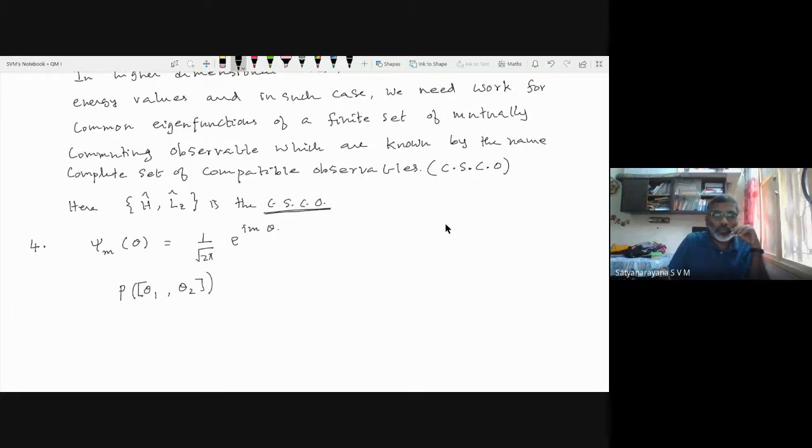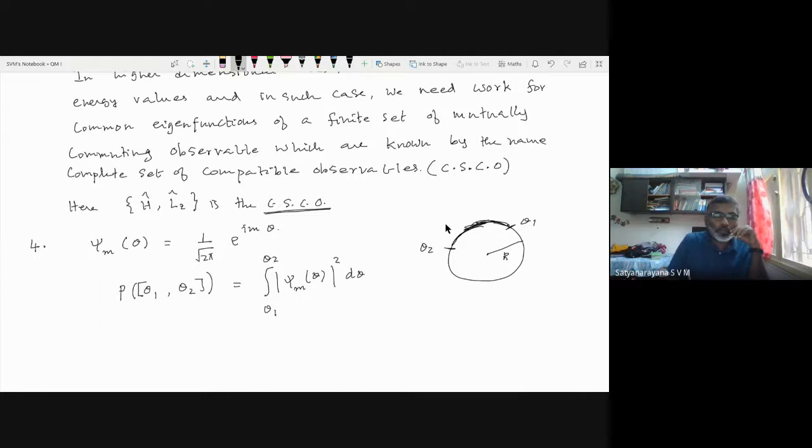Okay, so that means we have a ring of radius r, and let's say this is theta 1 and this is theta 2. Let's say, what is the probability that the particle is there in this region? That is a good question to ask. That is equal to the integral from theta 1 to theta 2 of the modulus square of psi m of theta d theta. Correct? That is how it has to be written.